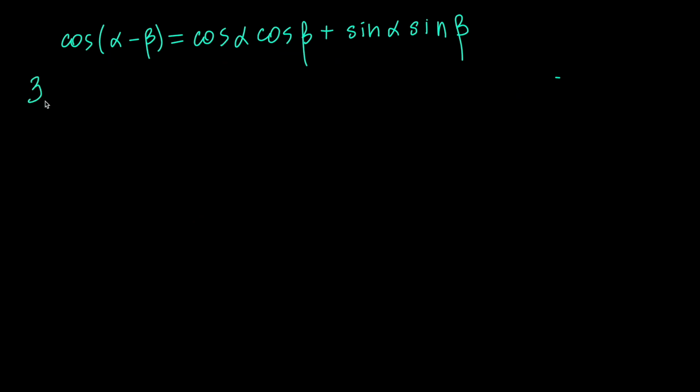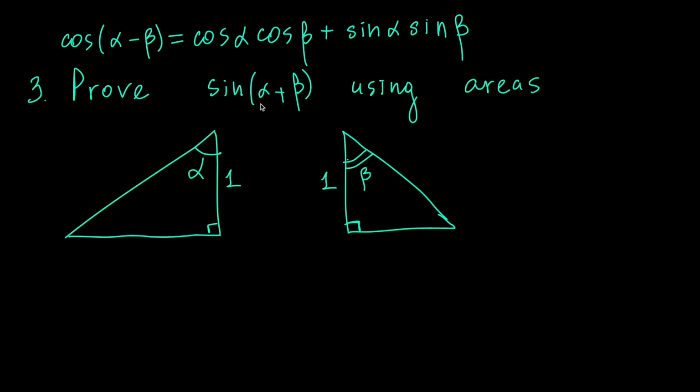Now the third way of proving this formula is actually to prove another formula. We will prove sine of a sum of two angles using areas. Let's consider these angles alpha and beta as two acute angles in different right-angled triangles with an adjacent leg 1.